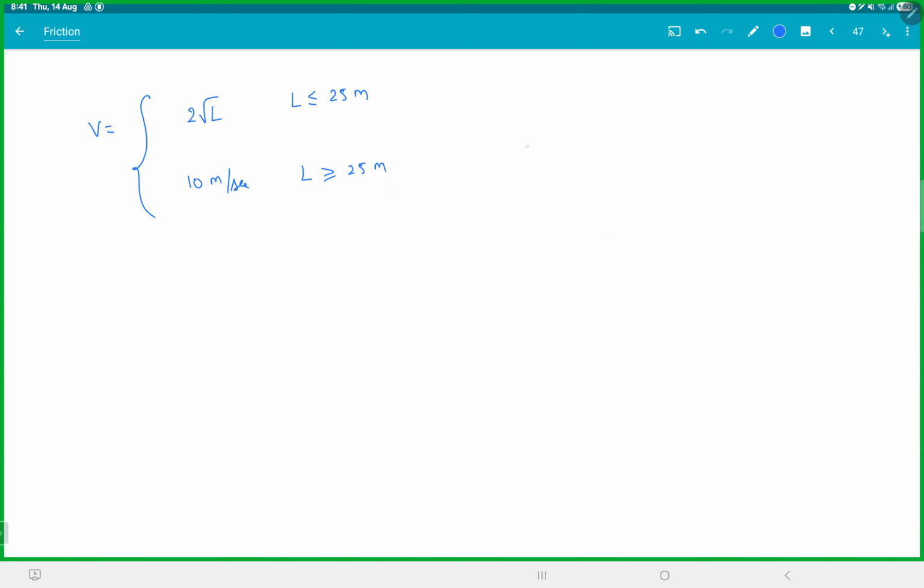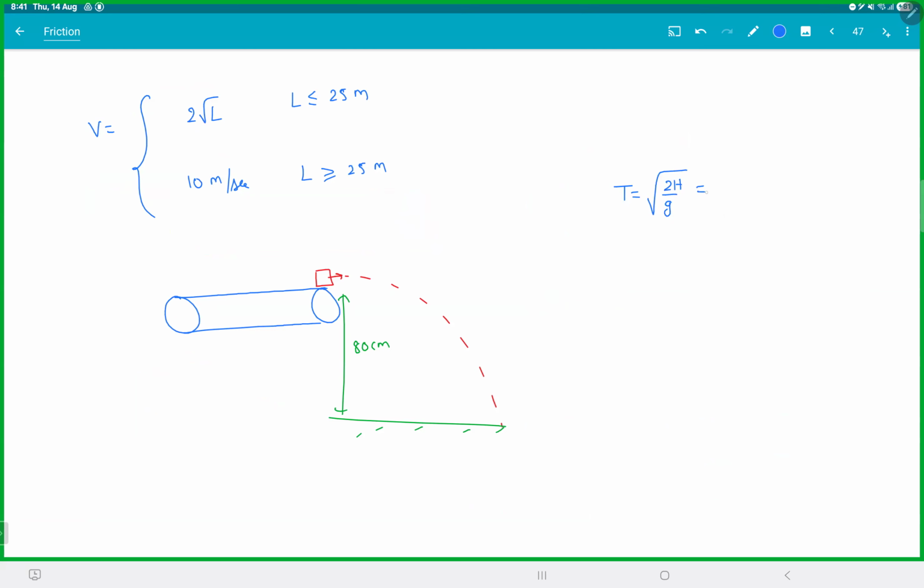Then, so the block is flying from here. It goes and falls on the ground. This height is 80 centimeters. This has become projectile motion, throwing from a building. What is the time of flight? The time of flight is root over 2h by g. Hope you remember. This will be 2, h will be 0.8 meters by g is 10. That would be 0.16, or 0.4 seconds. So it will fall down in 0.4 seconds.